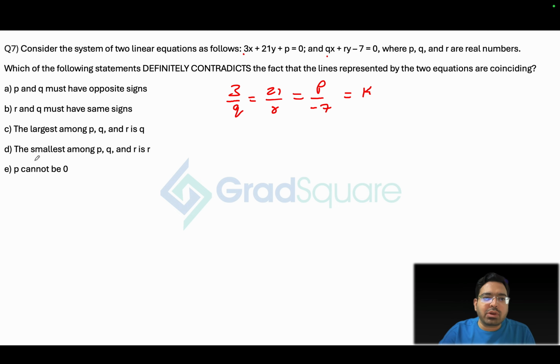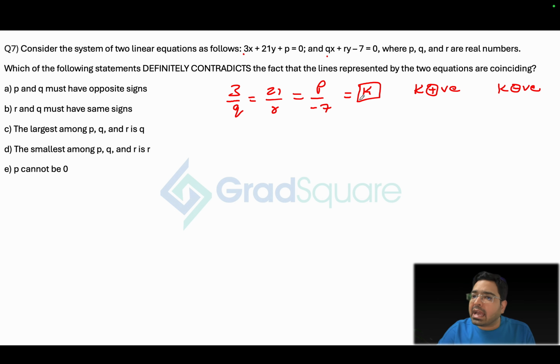Now, you have to look at these. P and Q signs is what they are talking about. R and Q signs they are talking about. P cannot take the value 0 is what they are talking about. So, I'm looking at P, Q, and R as the values and trying to understand this. Now, let's think about it. If K becomes a positive number, there are two possibilities. K is a positive number or K is a negative number, right?